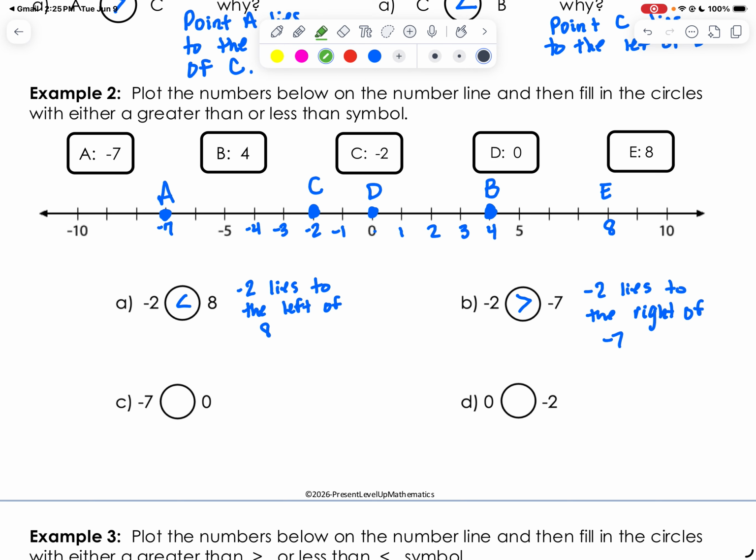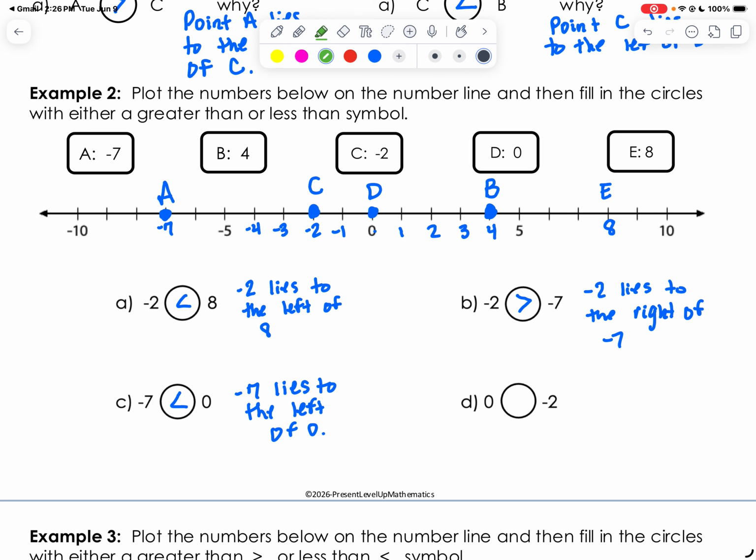All right. In problem C, we're comparing -7 to 0. Does -7 lie to the left of 0 or to the right of 0? Well, hopefully you said to the left. Left is less than. So -7 lies to the left of 0. Therefore, -7 is less than 0.